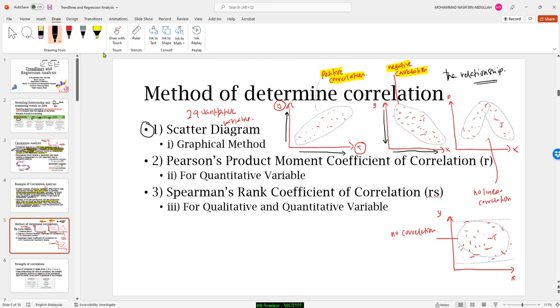So we can see the correlation, whether it's a positive correlation or negative correlation. But in scatter diagram, it does not tell us how strong the correlation is. So dia tak bagi tahu kat kita, this is a very strong correlation or weak correlation or moderate correlation. So they just tell us there is a correlation between X and Y. But if you want to know the strength of correlation, we can use Pearson product moment coefficient of correlation. So this is only for quantitative variables, means that X and Y are quantitative variables lah.